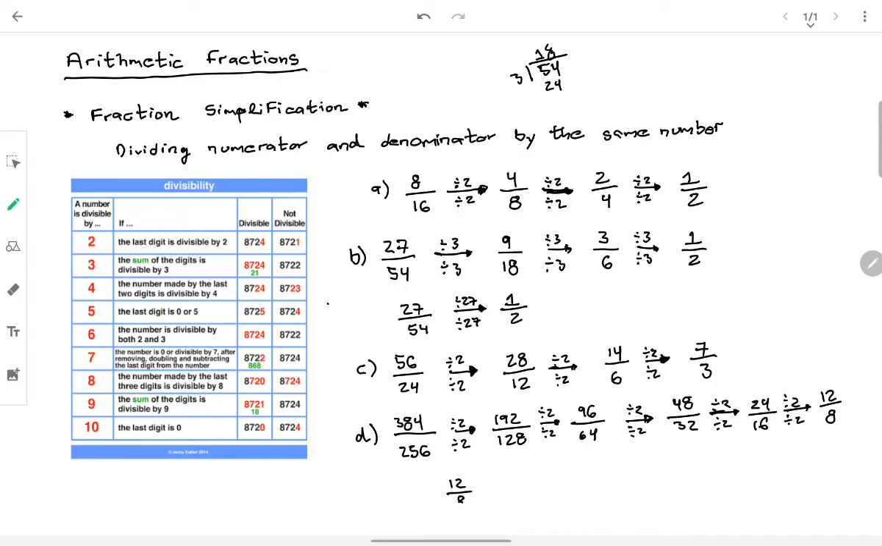12 over 8 can be divided by 2 another time and become 6/4, and divided again by 2, and we will get 3/2. So don't bother, you can make all the divisions needed in order to get the most simplified fraction. This is an important part because in all algebra, fractions are always simplified to the least number.